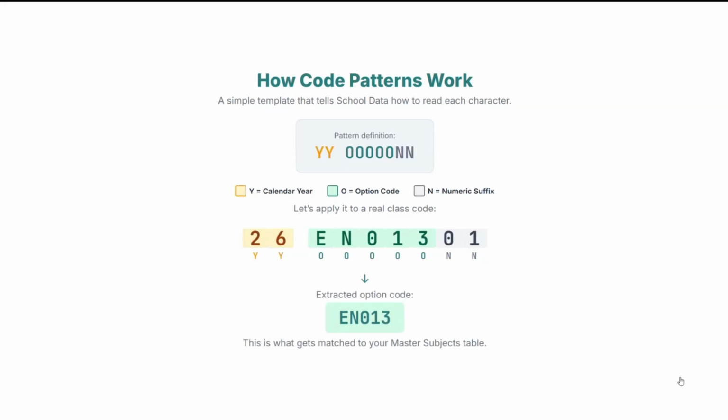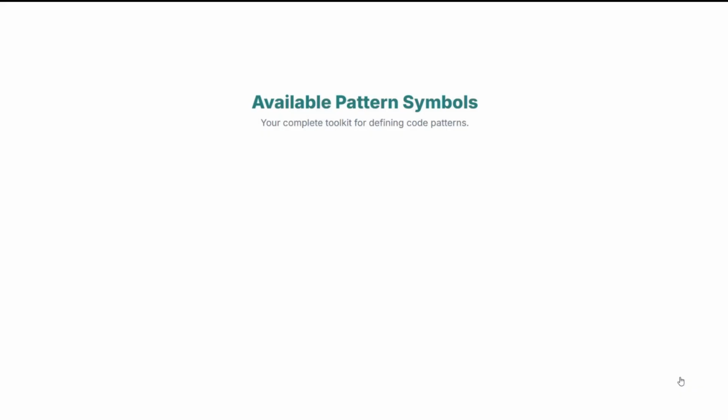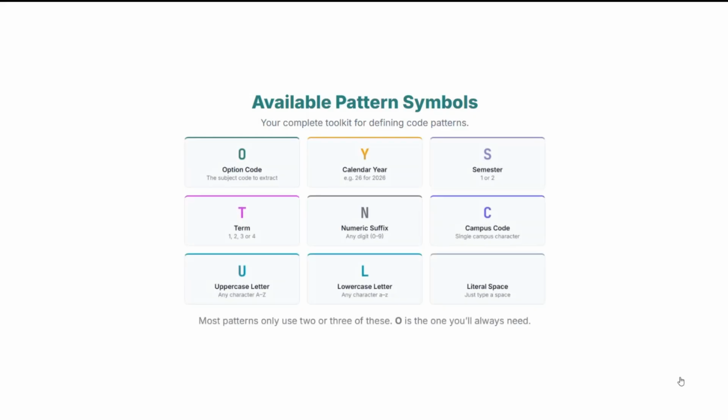Simple. Now let me quickly run through the full set of pattern symbols available to you. O is the option code, your subject code, and the most important one. You'll always need it. Y is for calendar year, S is for semester, T is for term. N is a numeric suffix, C is for campus. We saw that one earlier. U and L handle uppercase and lowercase letters in your suffix. And a space is just a regular space on your keyboard. It means a literal space in the code. Most patterns only use 2 or 3 of these.